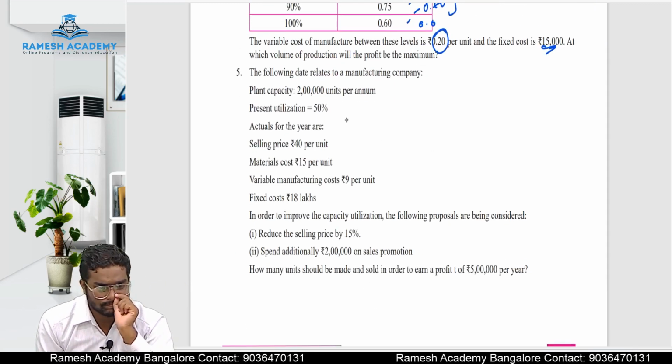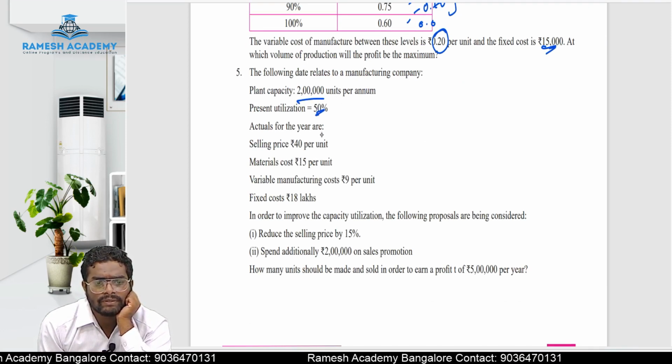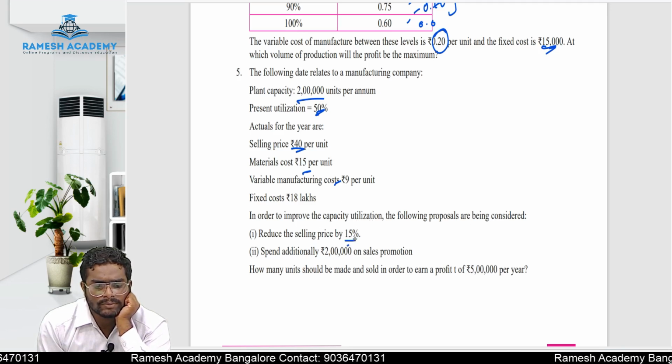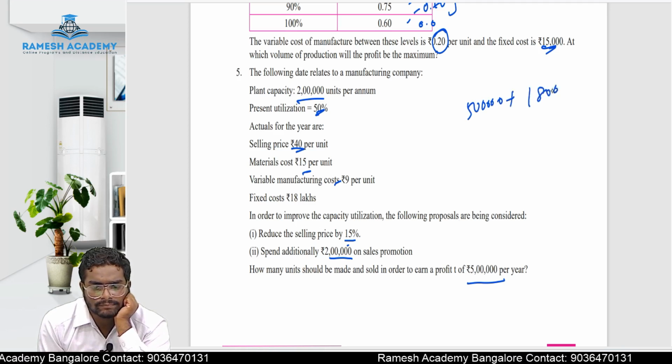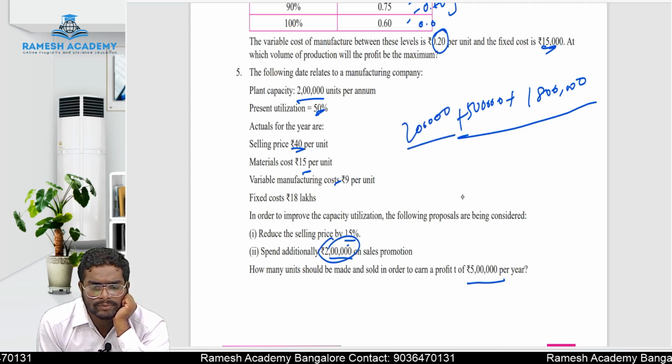Next, the last one. So last one, they are telling plant capacity is 2 lakh, present utilization is 50%. Okay, selling price is 40, material cost, labor cost, fixed cost. So in order to improve the capacity, the following proposals. So reduce the selling price by 15%, spend additional 2 lakh. How much should be sold in order to earn the profit of 5 lakh? So simple, desired profit. So 5 lakh plus 18 lakh, my fixed cost. And one more thing, please be careful, this 2 lakh. So 2 lakh. Understood? This should be my total.